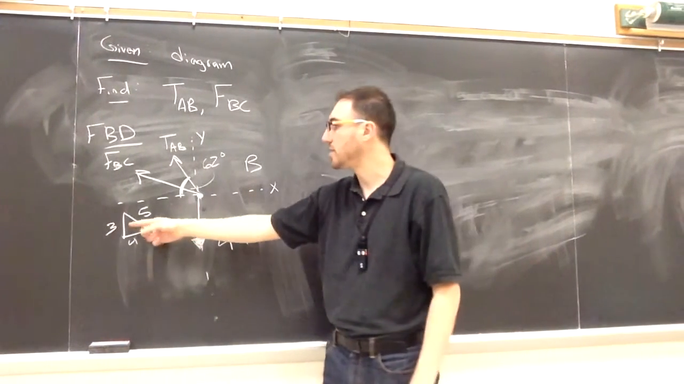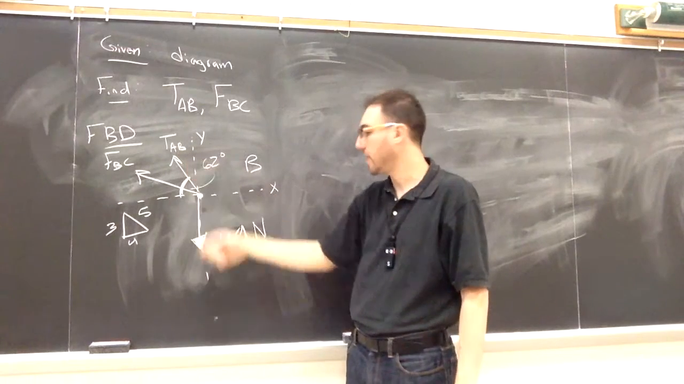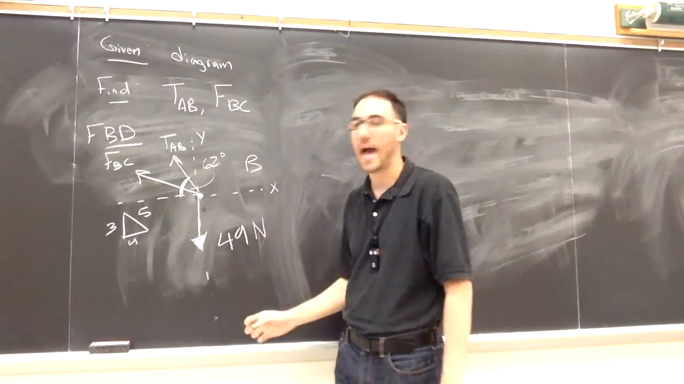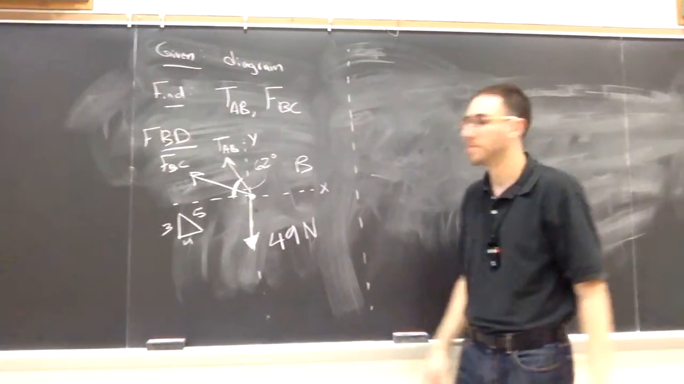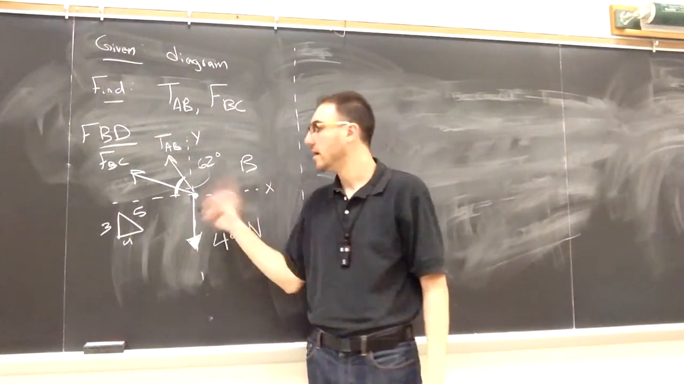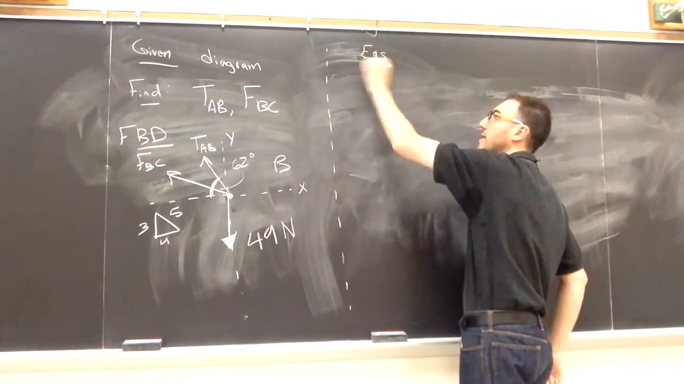So I have the dimensions or the direction of BC. I have the dimensions associated with AB. This 49 is only along the y-axis, so this would be my complete free body diagram for this problem. Again, it has all 4 components I need, and I'm going to be able to use this to write my equilibrium equations in the next step.